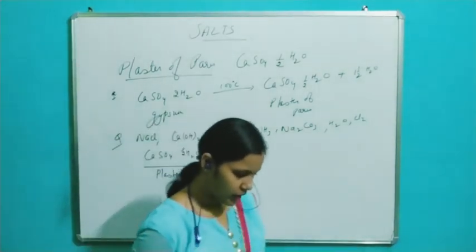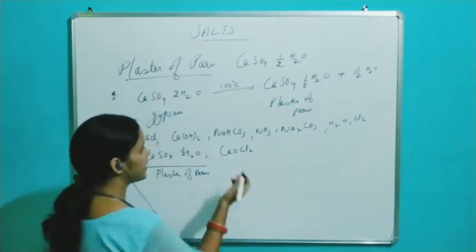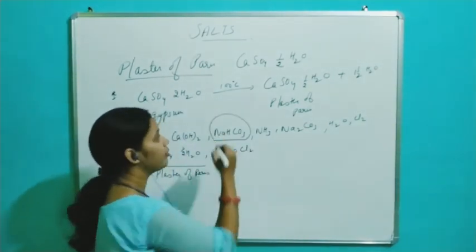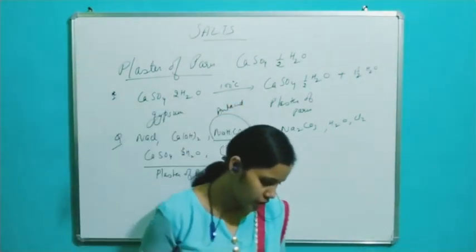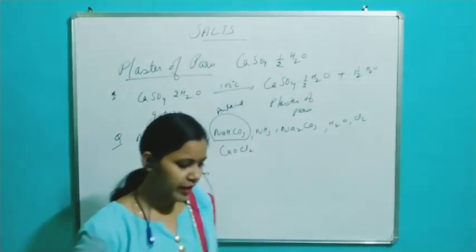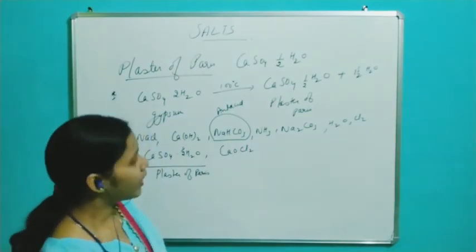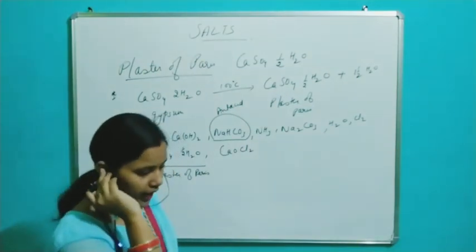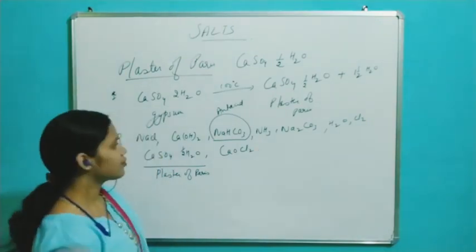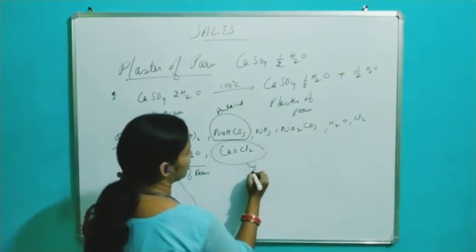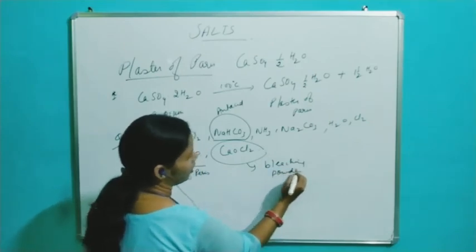Which compound represents an antacid? Sodium hydrogen carbonate is an antacid. And which compound is a part of baking powder? Sodium hydrogen carbonate is a part of baking powder. And what is bleaching powder here? Here we have calcium oxychloride, which is the bleaching powder. So any type of question can be asked from this chapter.